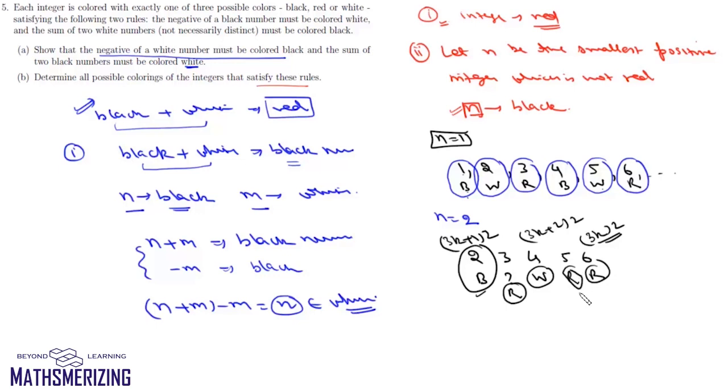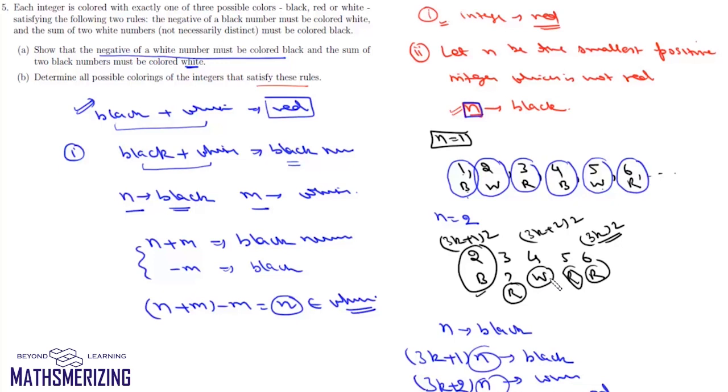So from here we can say that if n is the smallest positive integer which is not red and which is say black, so if n is black, then all the numbers which are of the form 3k plus 1 into n, they'll be black numbers. All the numbers of the form 3k plus 2n, they'll be white, and all the numbers of the form 3kn, they'll be red, and all the numbers which are not a multiple of n, they'll be painted red.